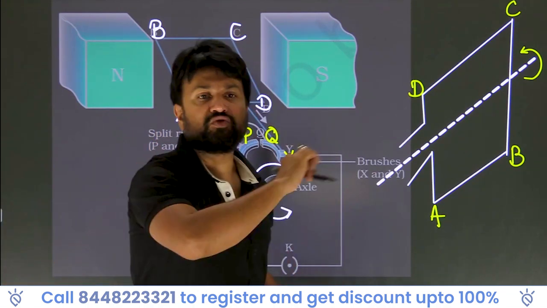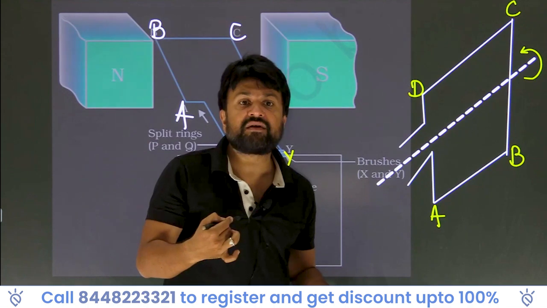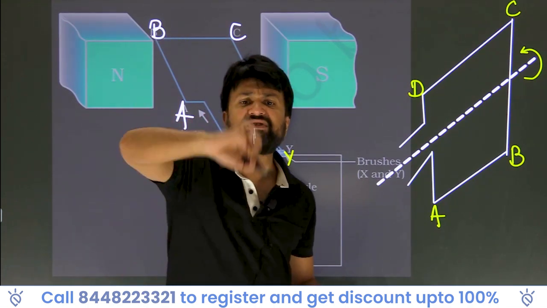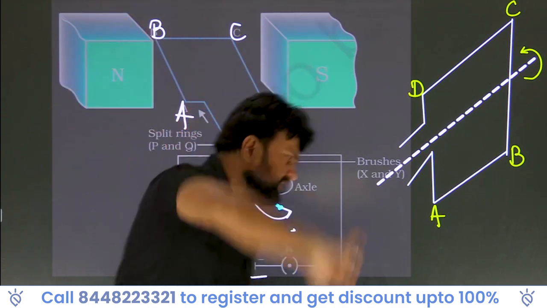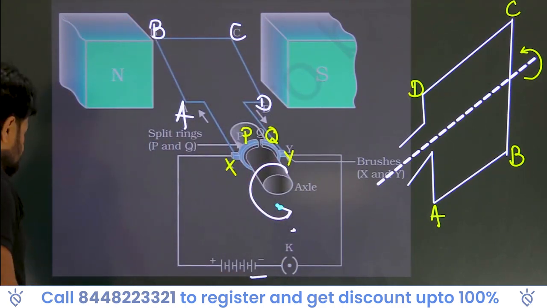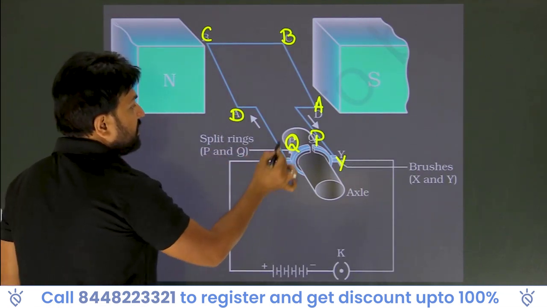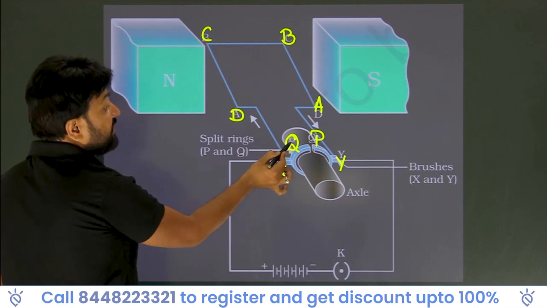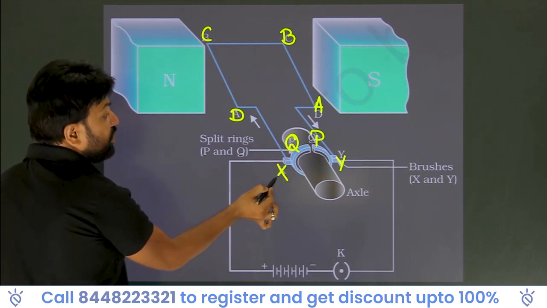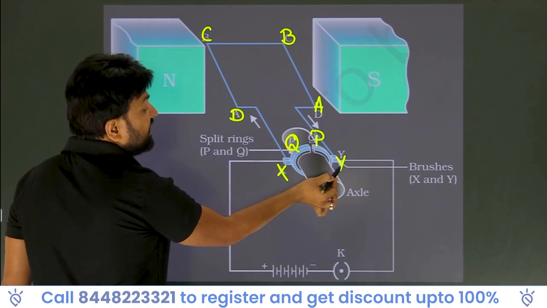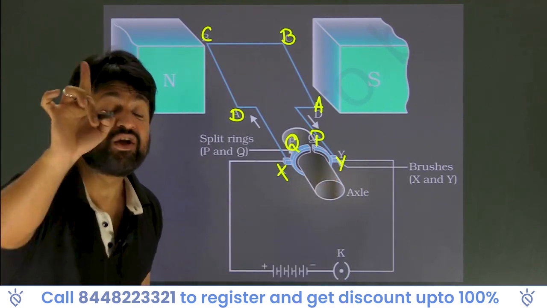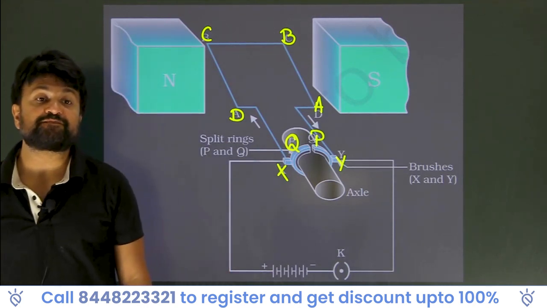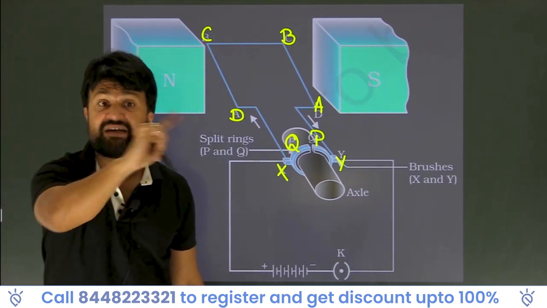Due to inertia of motion, when the coil rotates, the rings also change their position and come in contact with the opposite brushes. Yes, my dear. Look here, when the coil rotates, the half of the split ring Q comes in contact with X, and P comes in contact with Y after half rotation. Please remember, after half rotation.